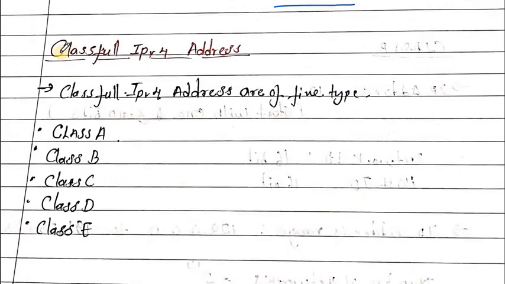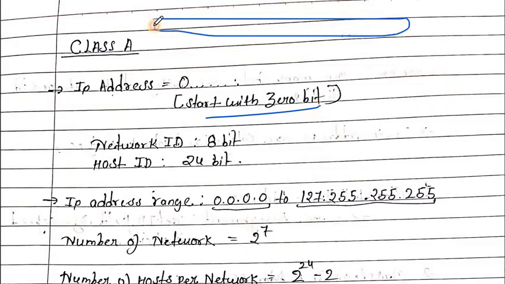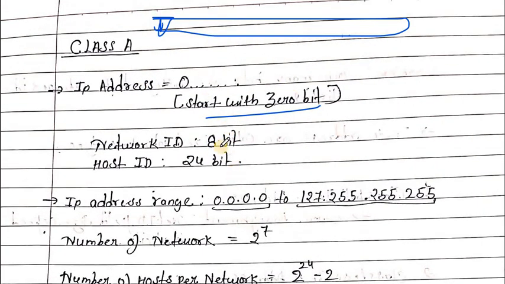Now, classful IPv4 addresses are divided into 5 classes: A, B, C, D and E. Now we will see each one by one. The first one is class A. The IP address of class A starts with a 0 bit. That means if there is a 32-bit binary string and the first bit is 0, then this is a class A IP address.